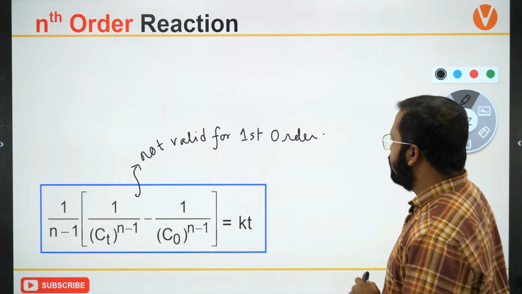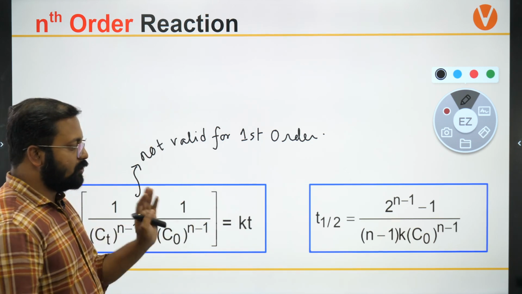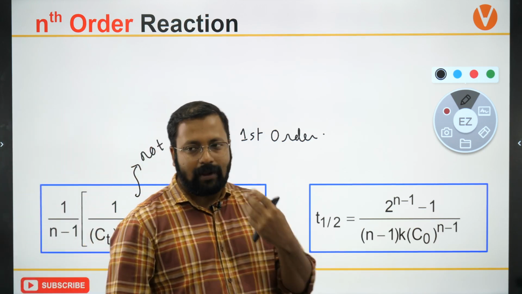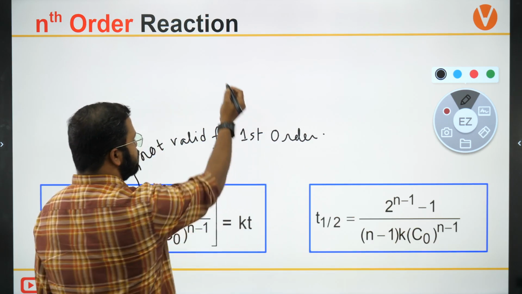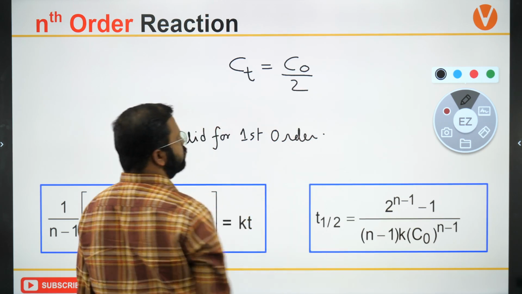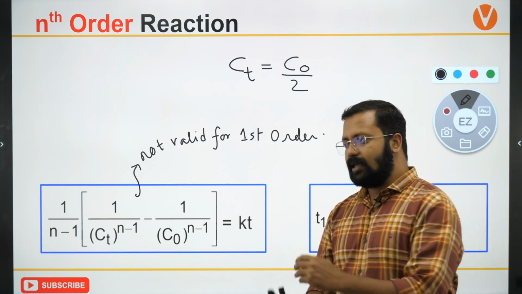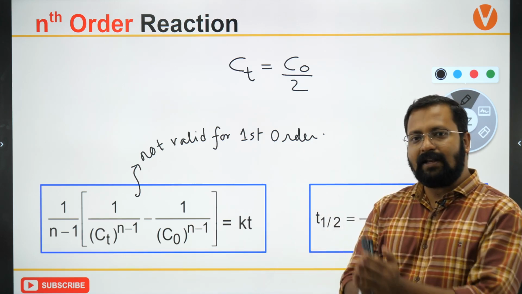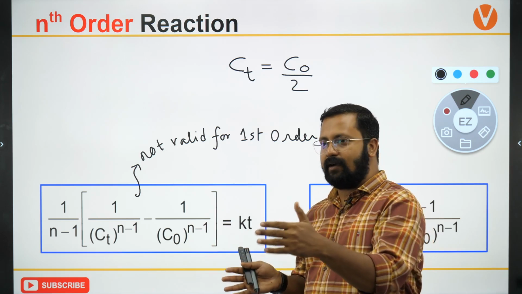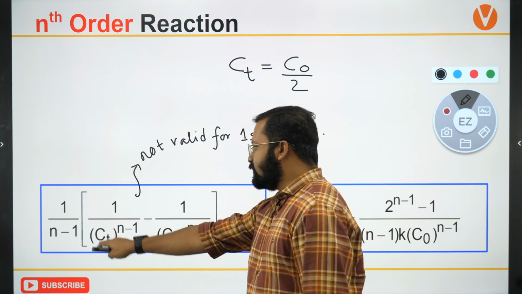Okay, next, what is the t half? To calculate a general expression for t half, I will get this expression. How do I calculate t half? T half would be calculated by considering that concentration at any time is equal to C naught by 2. Half-life means the amount that is present at any instant. When it is half of the initial concentration, the time that it takes to reach that value is equal to half-life. So I will place Ct as C naught upon 2.